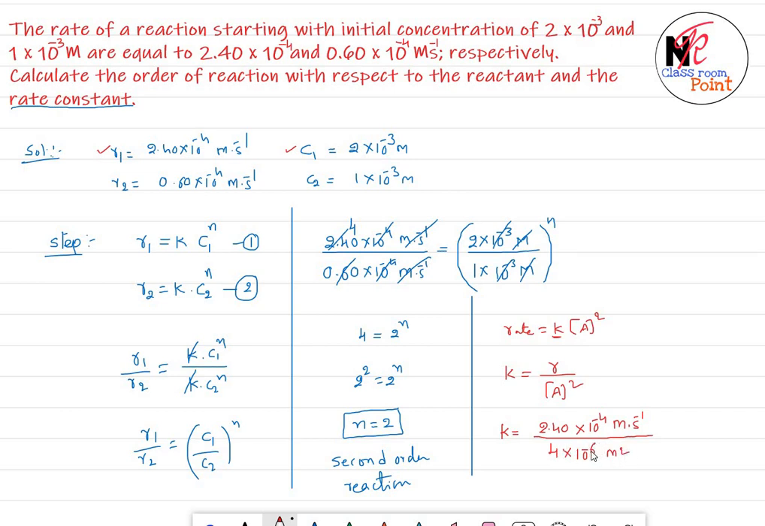So here, 10 power 2 will remain, molarity gets cancelled, and molarity power minus 1 will come to the numerator, and it is almost 0.6 times. So the total value becomes K equals 60 per molarity per second. These are the units of the second order rate constant and the rate constant value. This is the answer to this question.